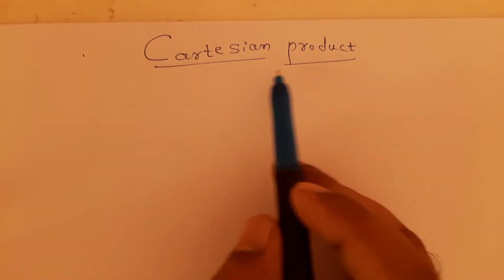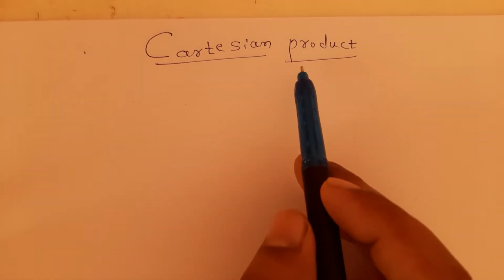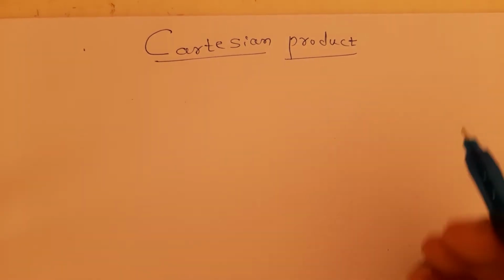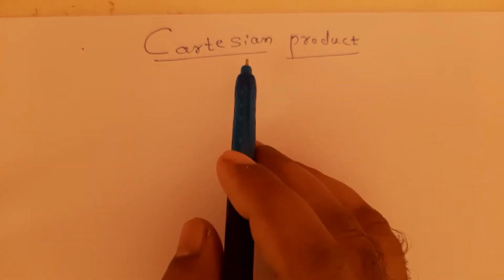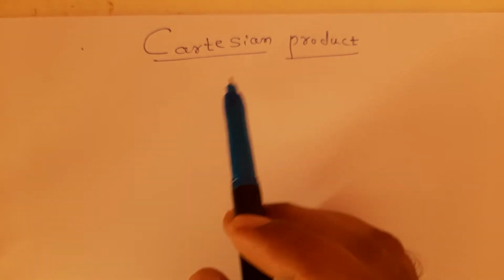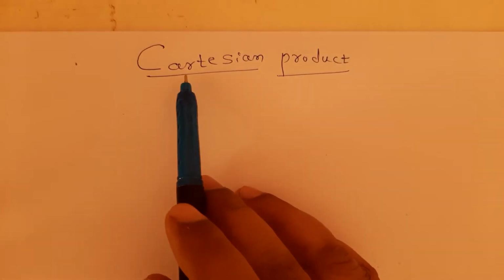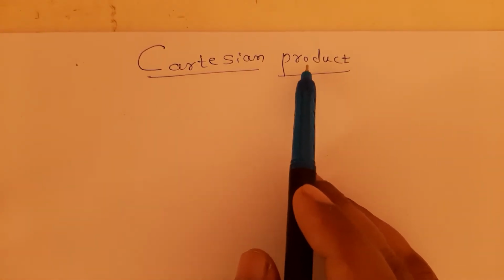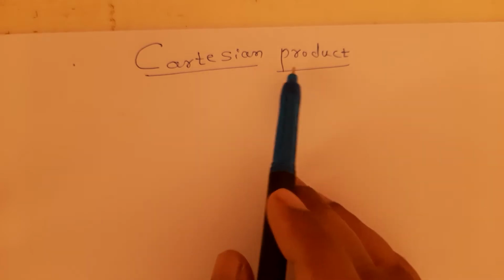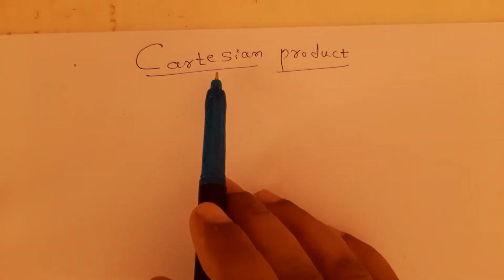Let us discuss the Cartesian product, which we have learnt in first PUC. Anyway, let us once again recap the definition. What is the meaning of Cartesian product? How is it denoted and how is it written?